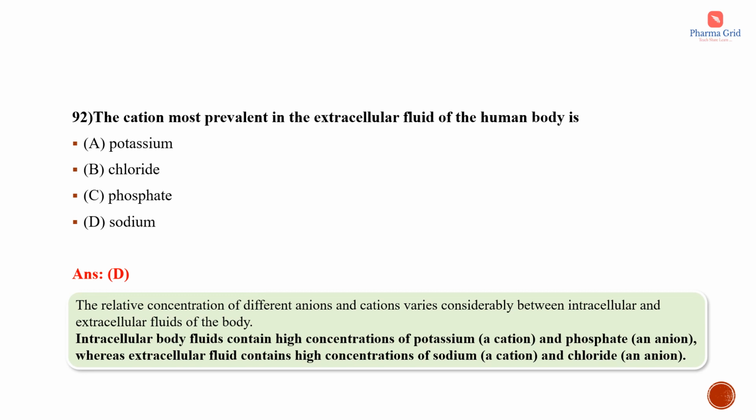The relative concentration of different anions and cations varies considerably between intracellular and extracellular fluids of the human body. So the intracellular fluids contain high concentrations of potassium, which is the cation, and phosphate, an anion. Whereas the extracellular fluid contains high concentration of sodium, which is a cation, and chloride, which is an anion.